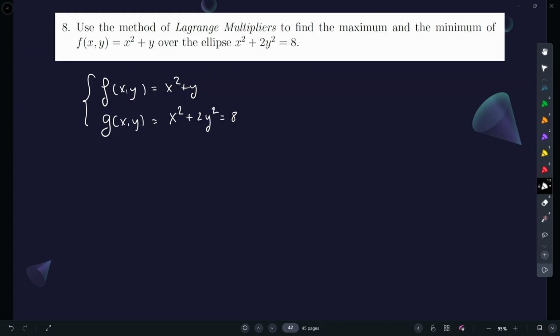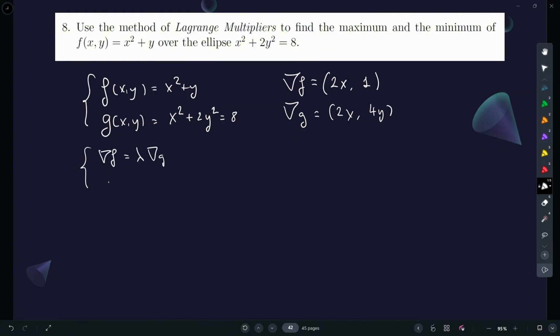So first, let's find the gradient of f. The gradient of f with respect to x, that's 2x. With respect to y, it's just 1. The gradient of g is 2x and 4y. Okay? So what I want to solve is for the gradients to be parallel, and it's still g equals 8. Okay? We still have to live on that ellipse.